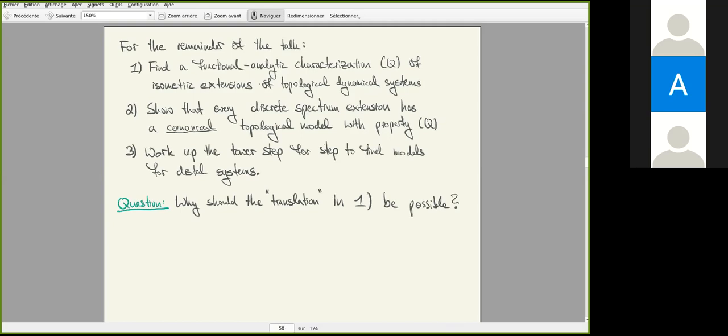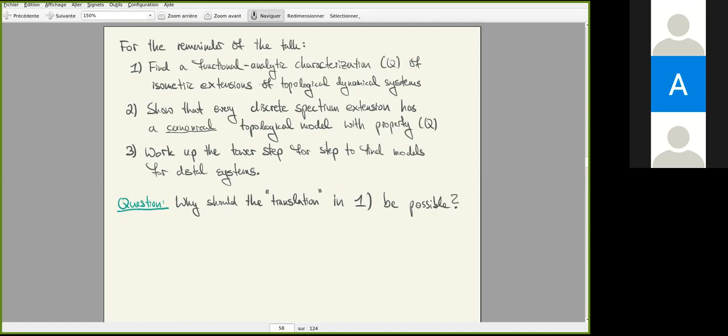Now, the first question is always a feasibility question. Why should it even be possible to do this translation? So why should it be possible to translate properties into functional analytic language? It might be that by doing this transition to the Koopman operator, some information is lost, and so you cannot get a complete characterization.